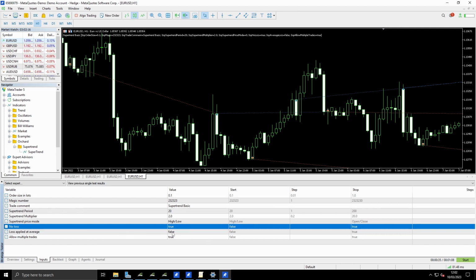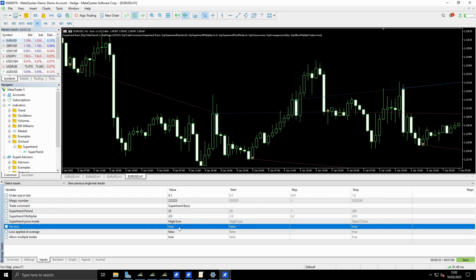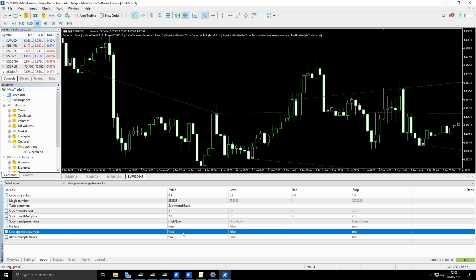Now the next thing I'm looking at here is this loss applied at average. So with this flag set, each time the trend reverses, I would only close the trades that are in profit. If I turn on the loss at average, the rule I'm applying here is that I will close all the trades that are in profit, and then I will use that profit to add on to any currently losing trades to see if I can close them with a total profit of 0 or greater. So this will actually begin to close other losing trades.